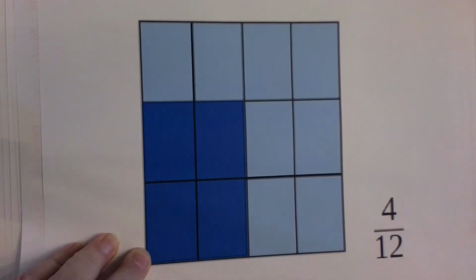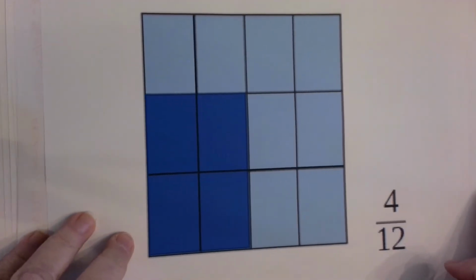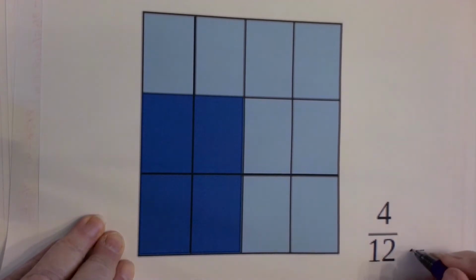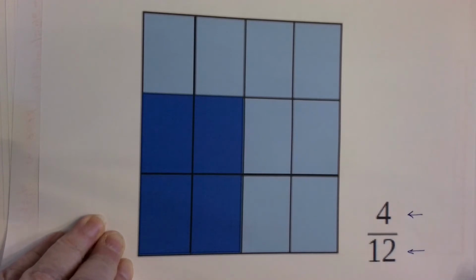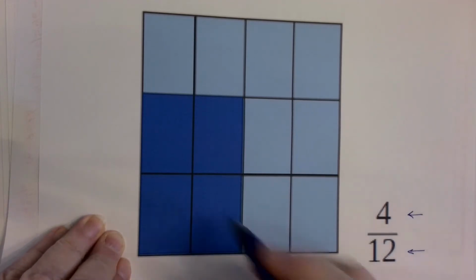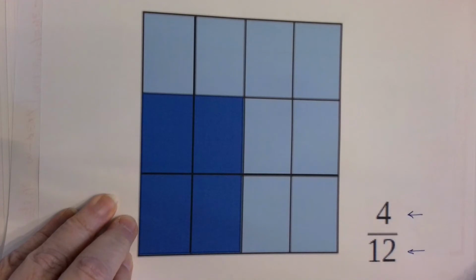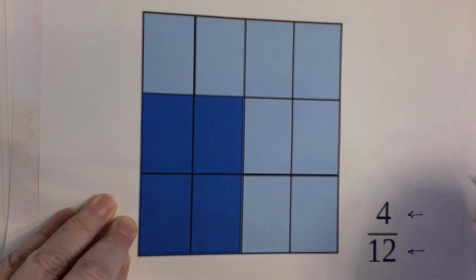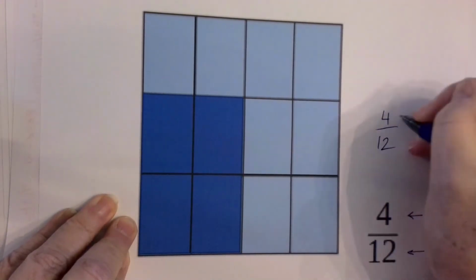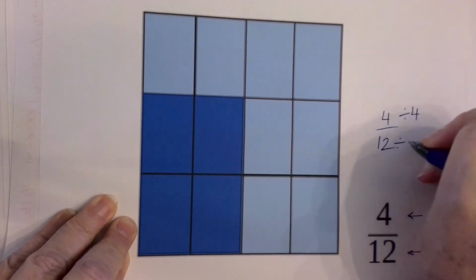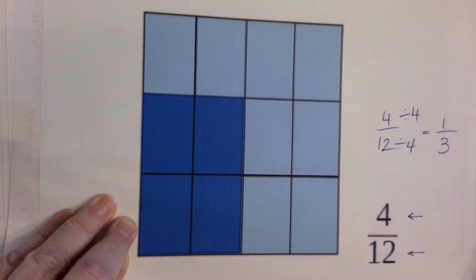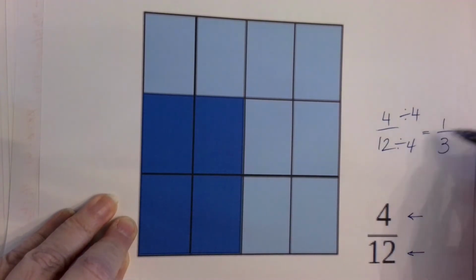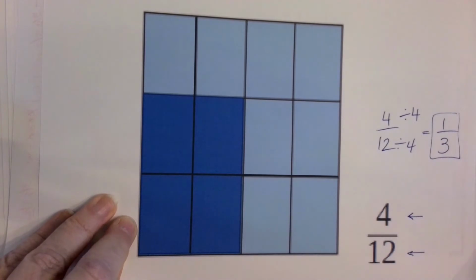In the next colored regions example, we have rectangles. How many rectangles total? 12. How many are darker blue? 4. So 4/12 of the entire shape are colored dark blue. And 4/12 can be reduced because the top and the bottom can be divided by the same number. That's how you reduce a fraction, dividing the top and the bottom by the same number.